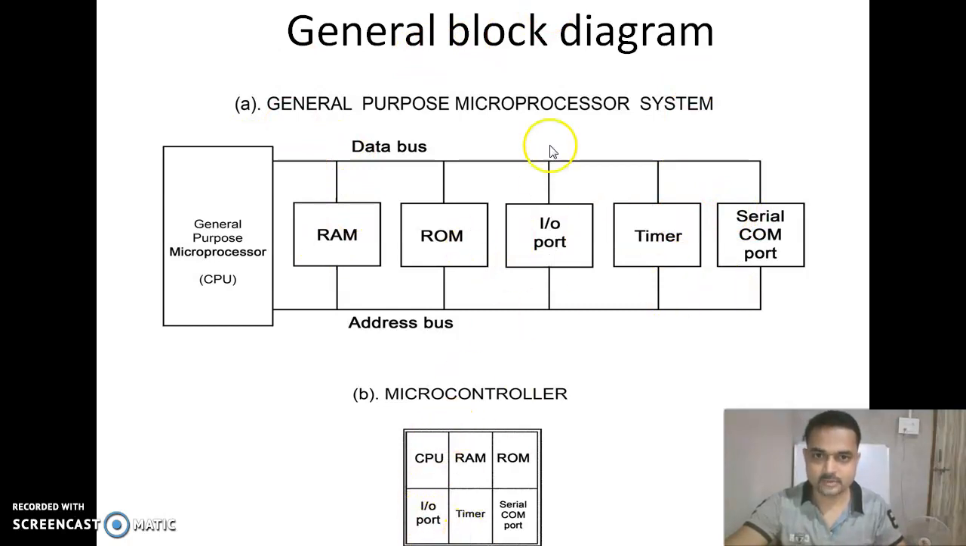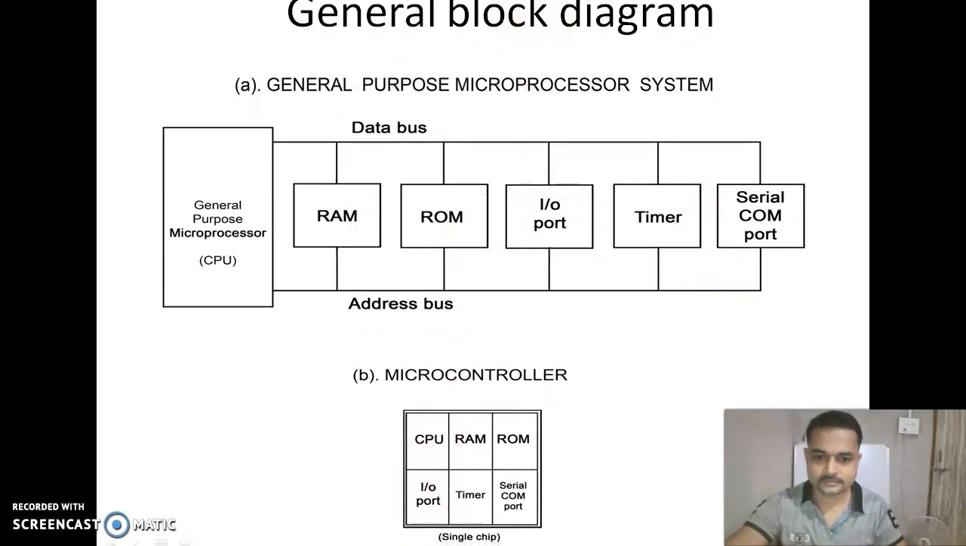Then in case of microcontroller, there is a single chip, and on that single chip there is an on chip central processing unit, arithmetic logic unit is also there, RAM, random access memory, ROM, read only memory, IO port, timer and serial communication ports. These are available on chip. It is a single chip.